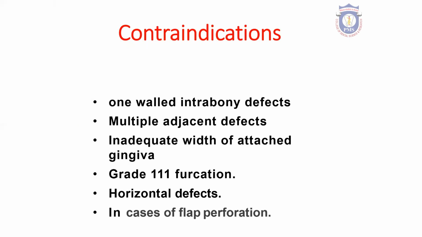While it is contraindicated in a one-walled vertical defect or in a one-walled intrabony defect, when there are multiple adjacent defects, if the width of attached gingiva is not adequate, in grade 3 furcation, in horizontal defect, and also in the cases where there is a flap perforation, because the GTR membrane should not be exposed. So these are the indications and contraindications of guided tissue regeneration.